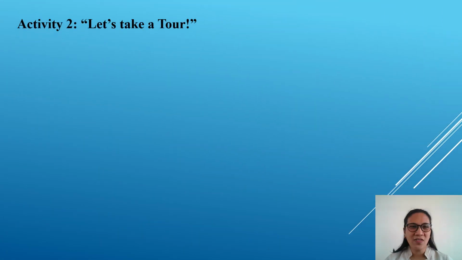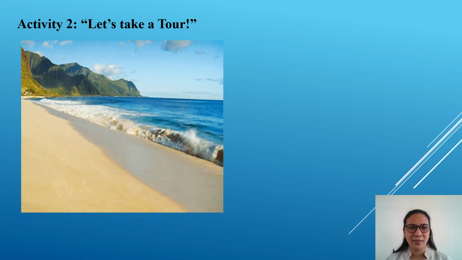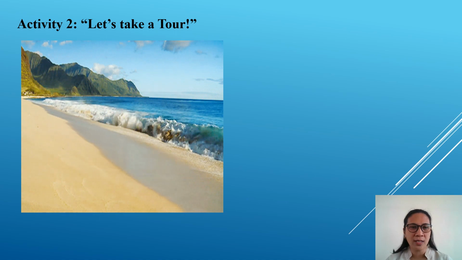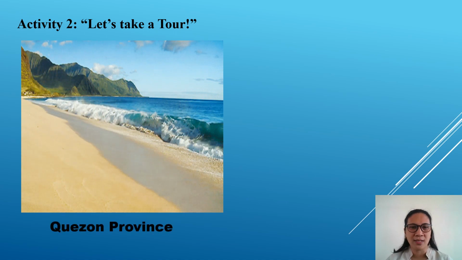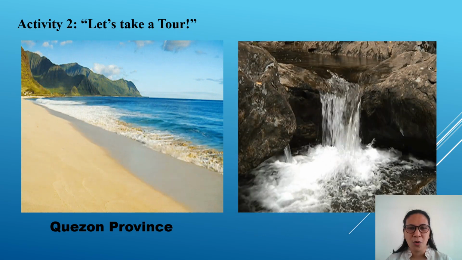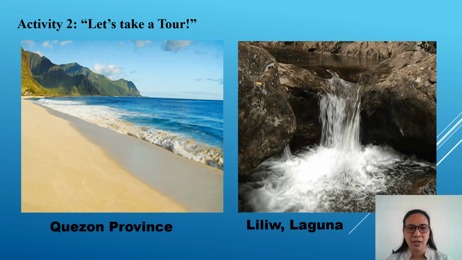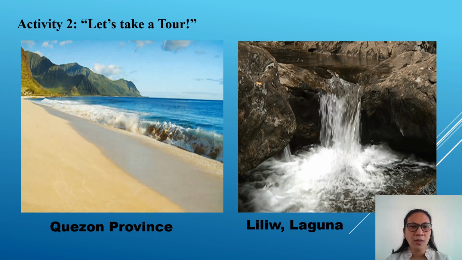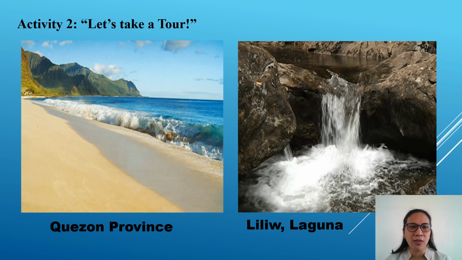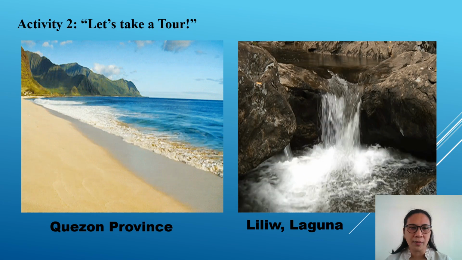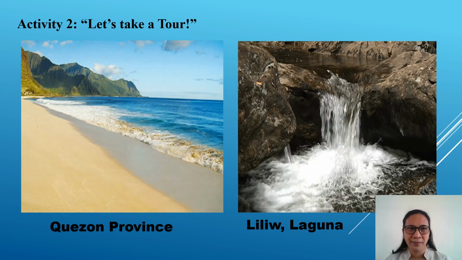For our next activity, let's take a tour. Look at the picture. Here is one of the beautiful places here in Quezon Province. Another one. This is a very cold river found in Liliw, Laguna. What do you think might happen in this environment if people will do harm to these places?